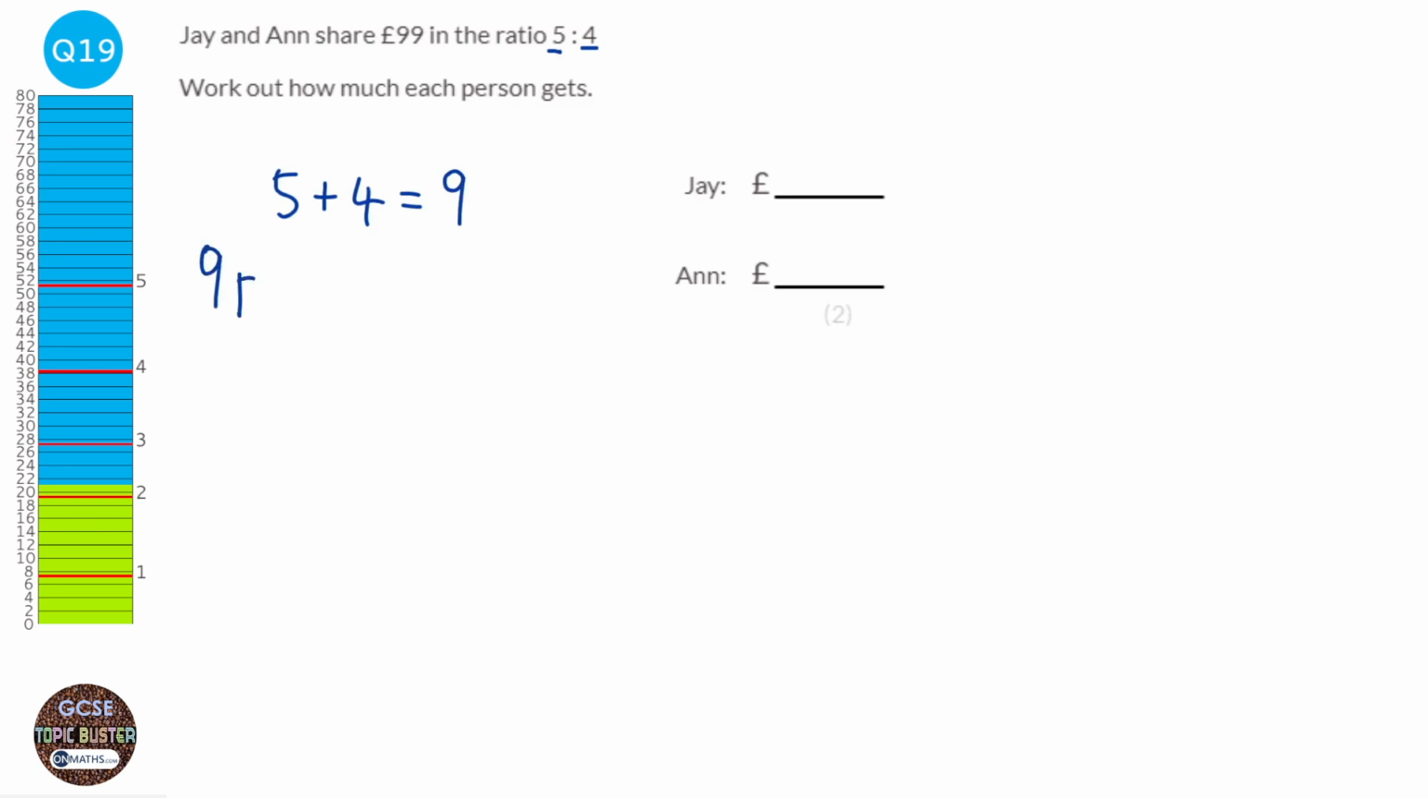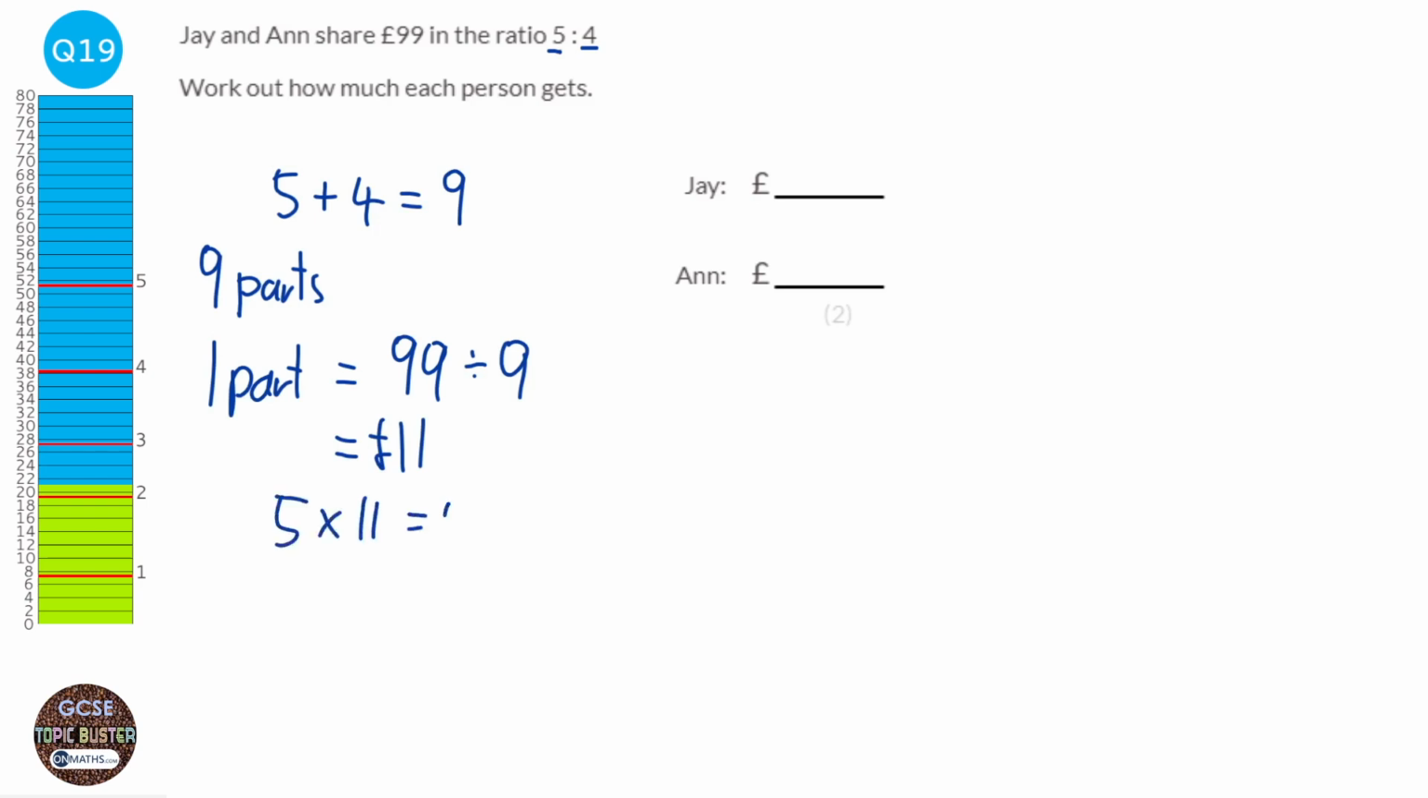We sometimes in maths call them parts, so we say that we have 9 parts, or 9 piles of money. Now, each part, or each pile, is going to be worth 99, which is the total amount of money, divided by how many equal piles we have, so divided by that 9. So 99 divided by 9 is 11. So one part is worth £11. So J has 5 piles of £11. So J has 5 times 11, which is 55.